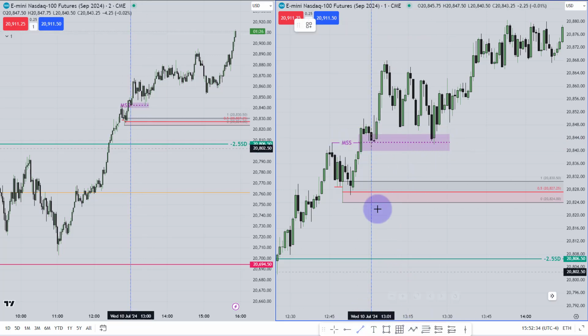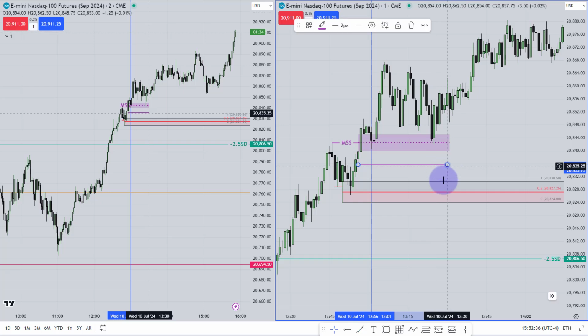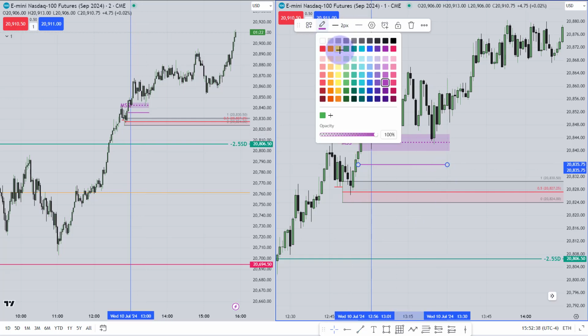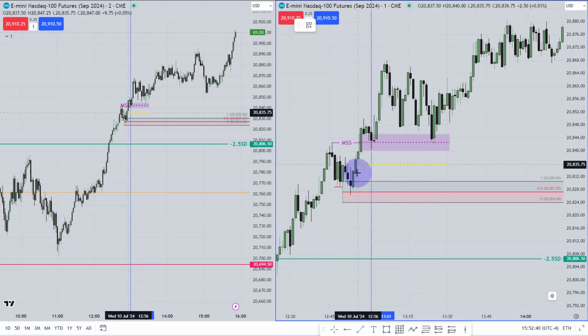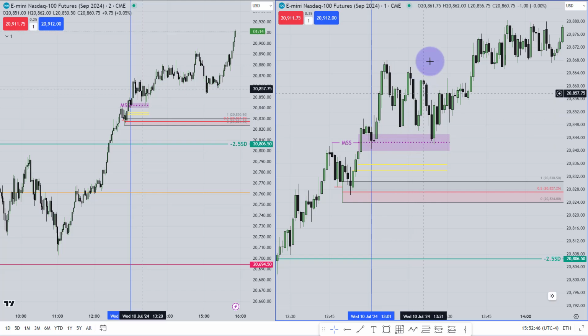Where is your breakaway gap? This is your breakaway gap. Okay, so let me actually change the color. Here this is going to be your breakaway gap. After trading this entry fair value gap, market perfectly went higher.